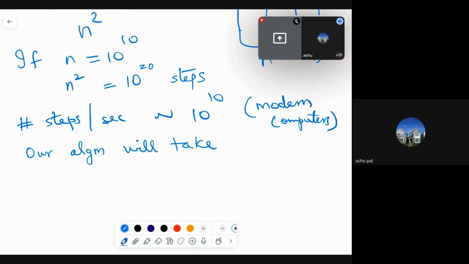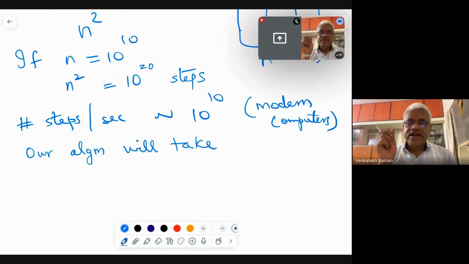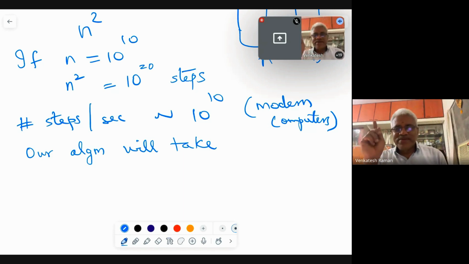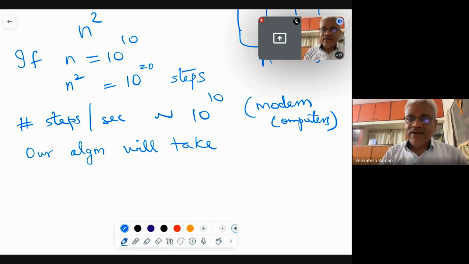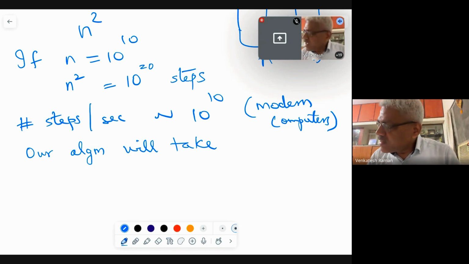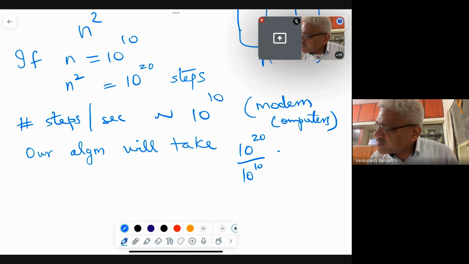10 raised to power 10. Very nice. Exactly. Here also people will get trapped. People will say 2 seconds, all that kind of thing. So you will have fun running around the class. So this is actually 10 power 20 by 10 power 10. This is 10 power 10 seconds.